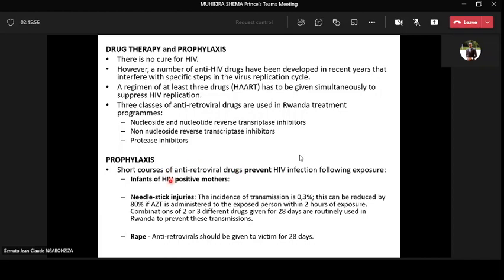Short course of antiretroviral drug may prevent HIV infection following exposure, for example in infants born from HIV positive mother, or needle-stick injury. If it happens, you can get prophylaxis. And rape can also help. And for rape, 28 days can still be valid.